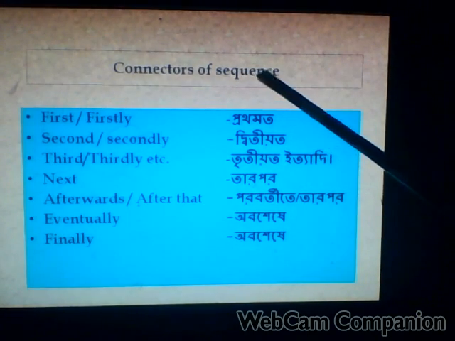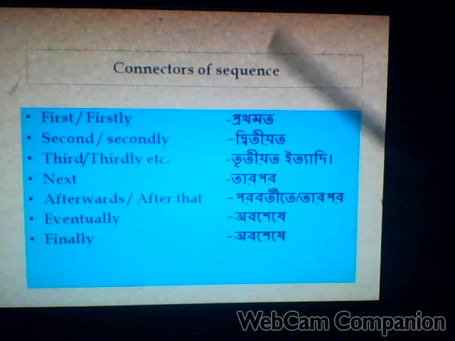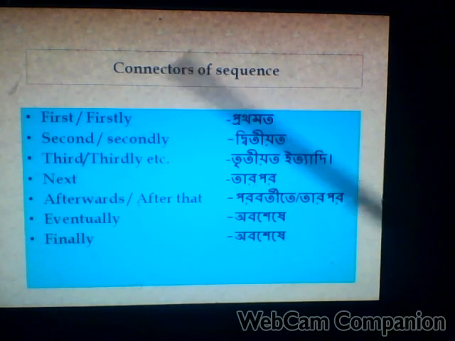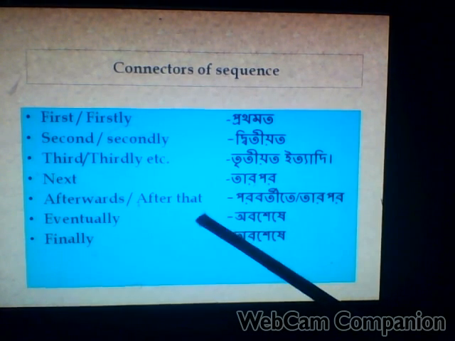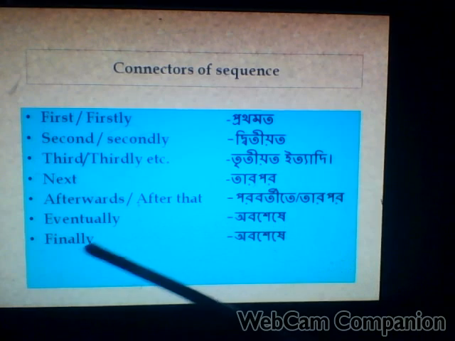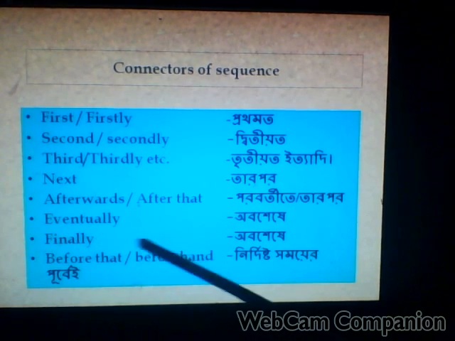Connectors of consequence. Successiveness of the পর্যায়ক্রম দেখাতে these connectors are used. Firstly, secondly, thirdly, etc. Next, afterwards, after that, eventually, অবশেষে, finally, অবশেষে। Before that, নির্দিষ্ট সময়ের পূর্বে, beforehand.